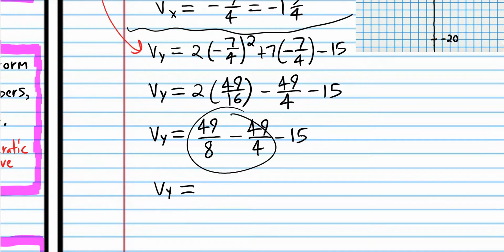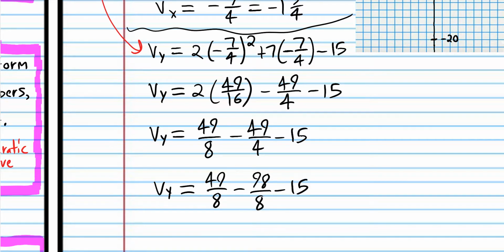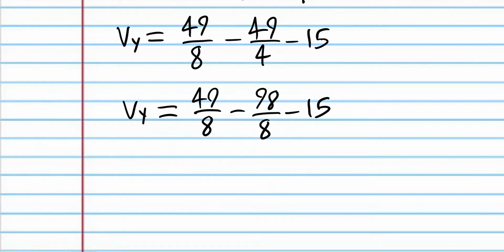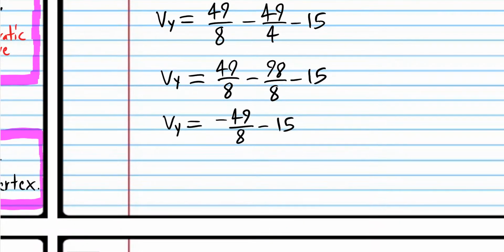So now we have to combine these fractions, and we have to multiply both sides of this fraction by 2. And then we get 98 over 8, because we need a common denominator in order to combine fractions, if you're adding or subtracting the fractions, that is. If you're multiplying or dividing, you don't need a common denominator. So the y value of the vertex, 49 minus 98, is negative 49. And 8 goes into 49 6 times.